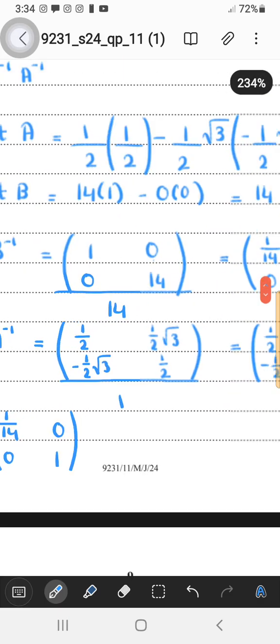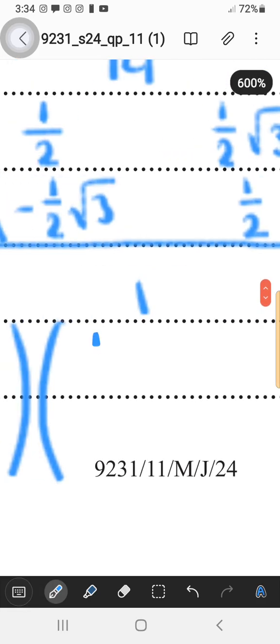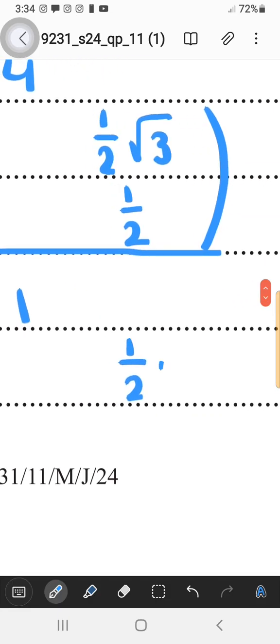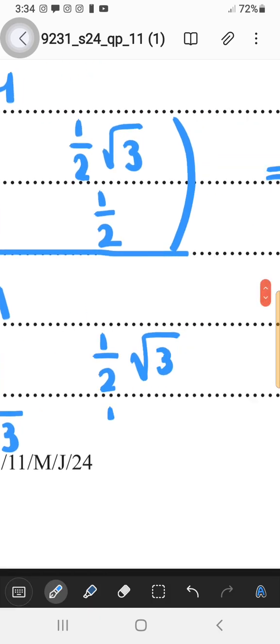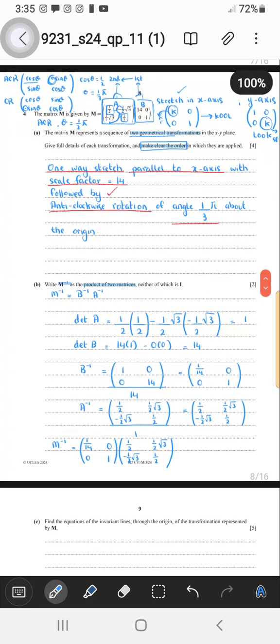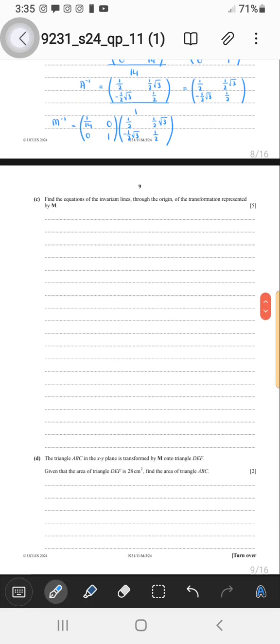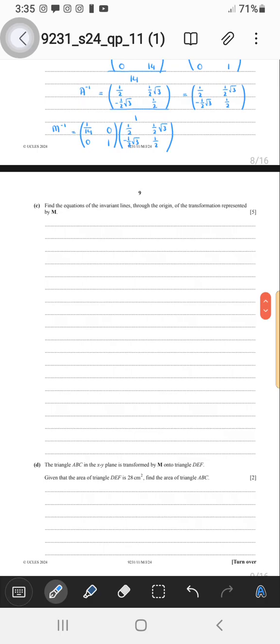Then we will write A inverse. Our A inverse is 1 upon 2, then 1 upon 2 under root 3, then minus 1 upon 2 under root 3, and 1 upon 2 here. So that's our solution for part B. Okay, now we are moving to this part C. So part C we will do now.